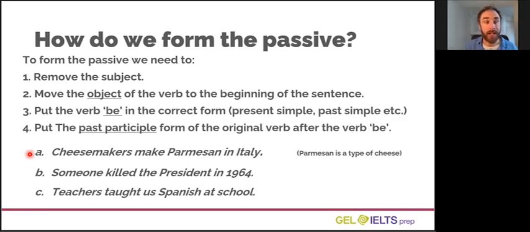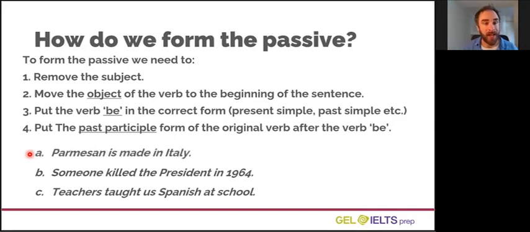The correct answer is Parmesan is made in Italy. Make is an irregular verb, so the past participle is made. B. Look at the next question below this video, and can you write the correct passive form of this sentence? The correct answer will probably be about 6 words long. Write your answer now.